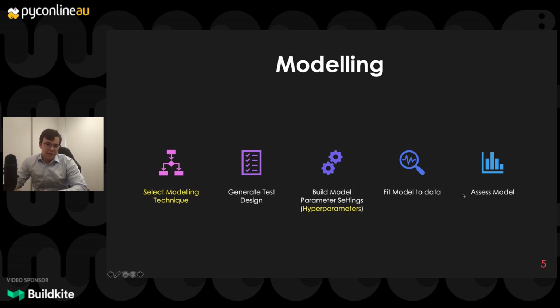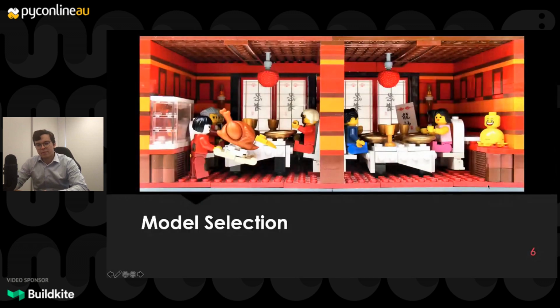Finally, we need to fit our model to our data and then assess how well the model has performed. So our first task is model selection. To repeat my analogy, the world of machine learning is a restaurant with a very complicated menu. And there's lots of possible dishes you might order and lots of alterations that you can request. So model selection is about working out what we want to eat. So what's on the menu?